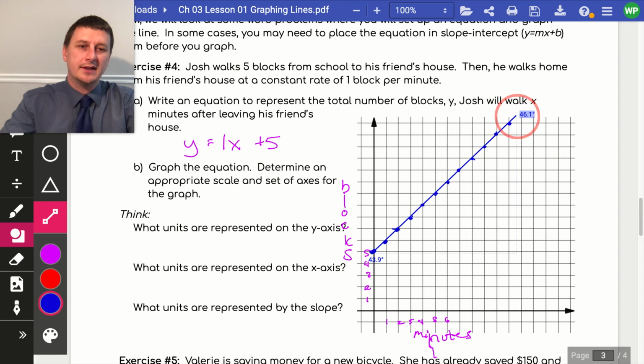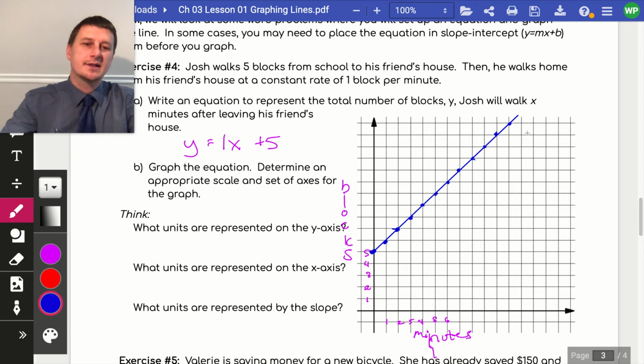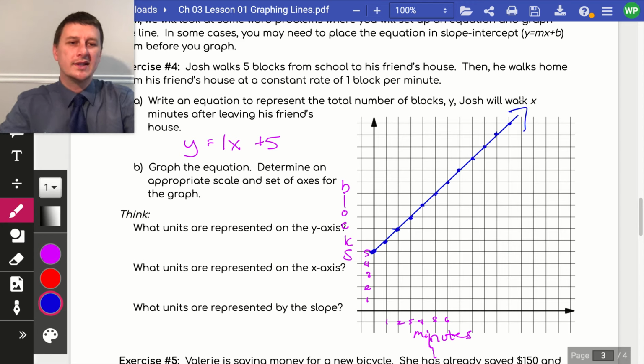The only difference about this straight line from your other straight lines is that when we draw arrows on this line, let's only put an arrow on one side. Because if we showed that this line continued in this direction, that means we would have negative minutes, and Josh would eventually walk negative blocks, which is not possible.